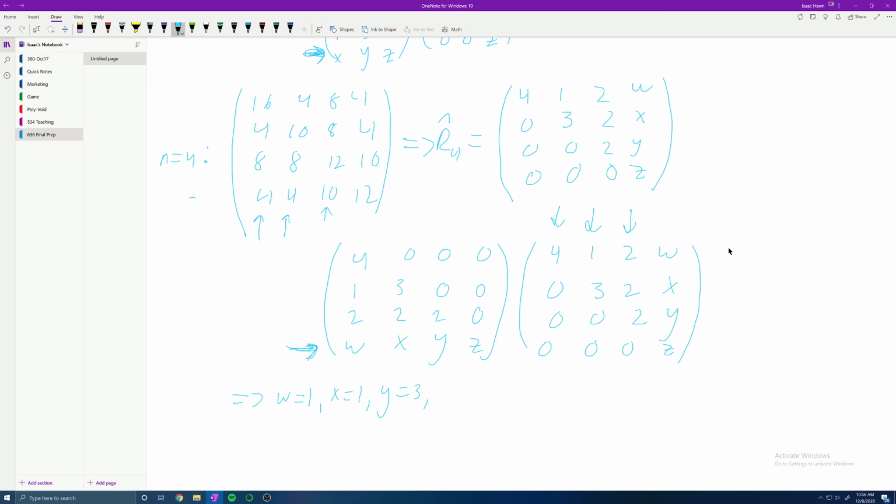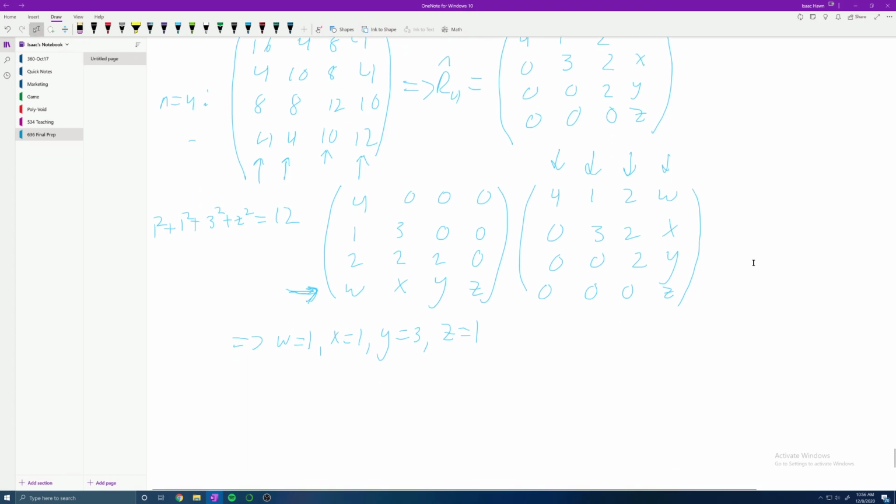And finally, multiply that row by this last column. W squared plus X squared plus Y squared plus Z squared is this entry, or 12. So that means 1 squared plus 1 squared plus 3 squared plus Z squared equals 12. Z is 1.